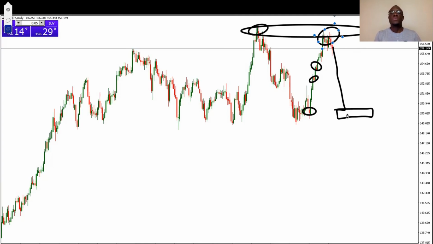So in the coming weeks, it might end up breaking to the downside, forming a sign of weakness, and maybe pushing back up again before eventually making that huge push to the downside.